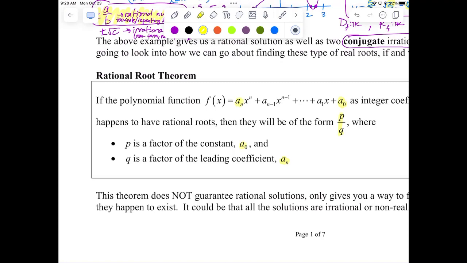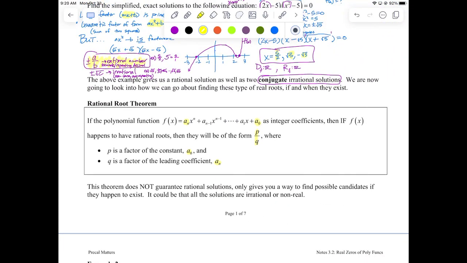If you are expecting to have rational solutions, they're going to be of the form p over q, where p is a factor of the constant and q is a factor of the leading coefficient. Notice the theorem does not guarantee that you're going to have a rational solution. All it says is if the equation has a rational solution, it's going to look like that. So it gives you a list of possible candidates to try out to see if they actually work, rather than trying arbitrary numbers.